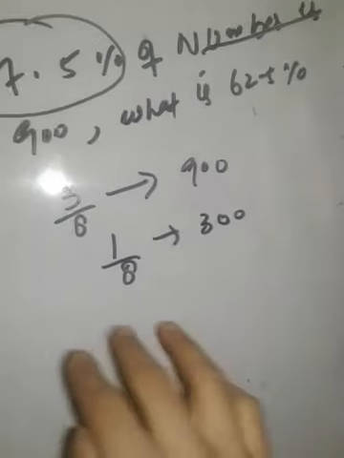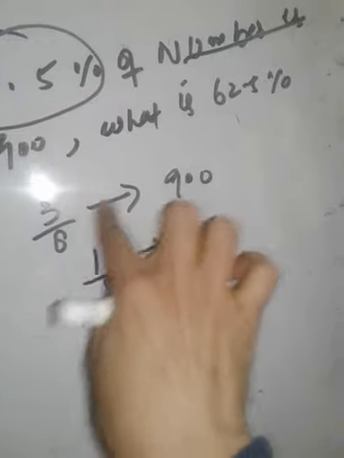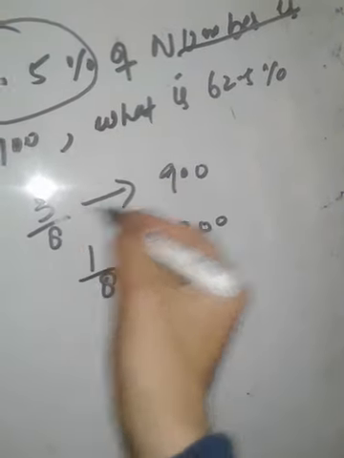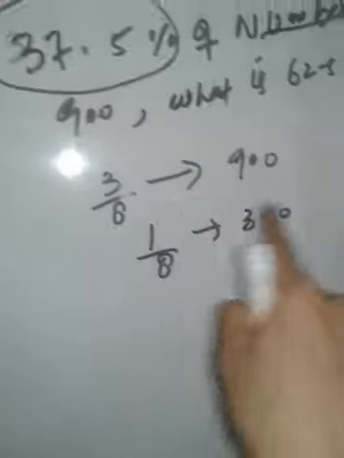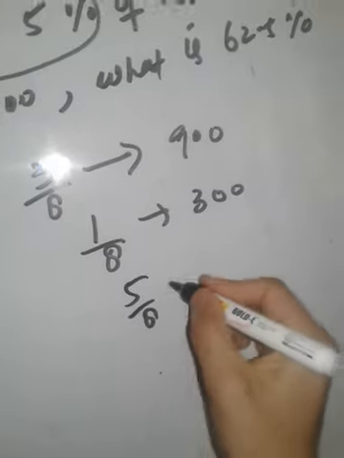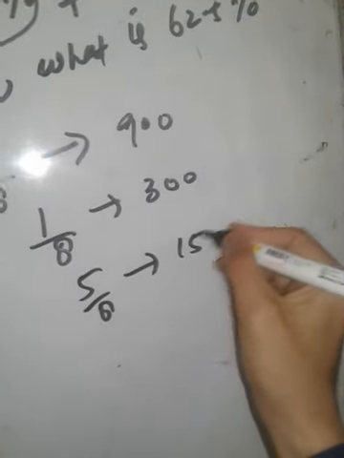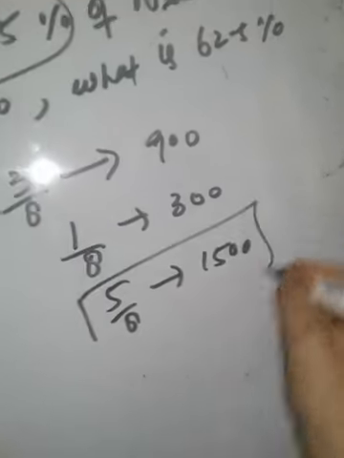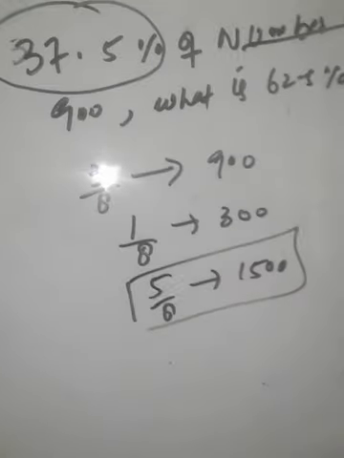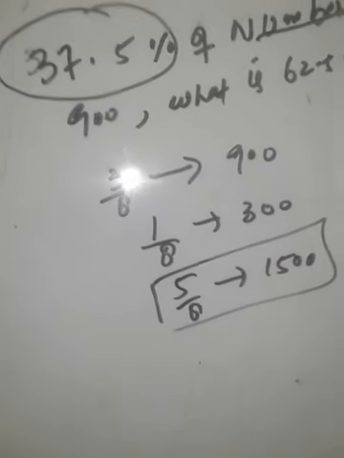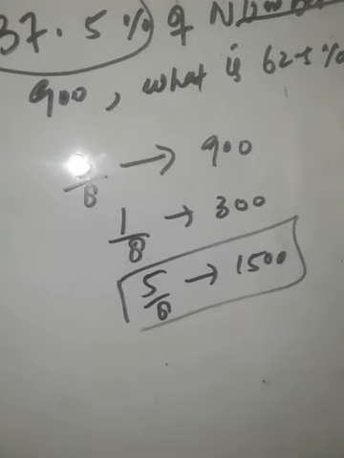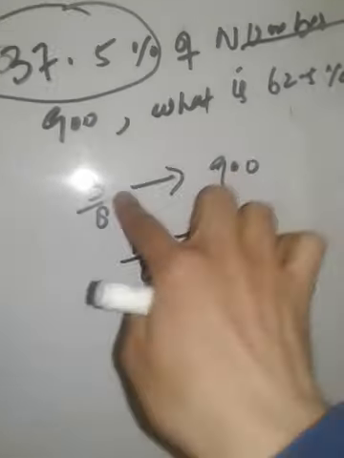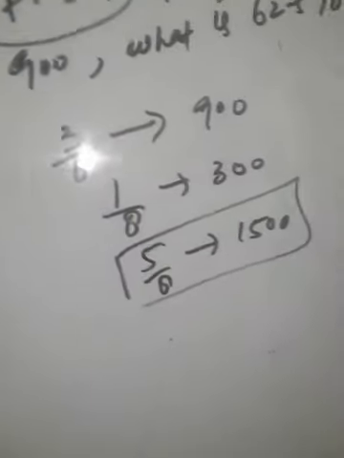You got it? I hope you will get it. 3 by 8 represents 900. 1 by 8, dividing by 3, represents 500. What are you supposed to find? 5 by 8, multiplied by 5. So 5 by 8 will represent 5 into 3, that is 1500. Simple. That's your answer. Without using so many formulas, you must have the logical approach. Simple. 37.5 represents 900.